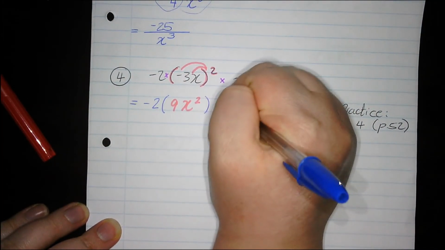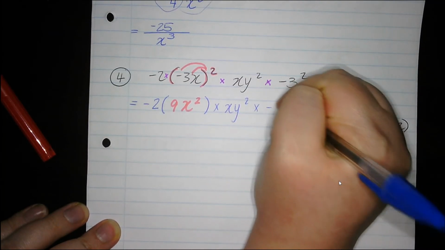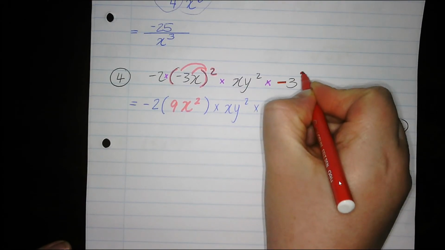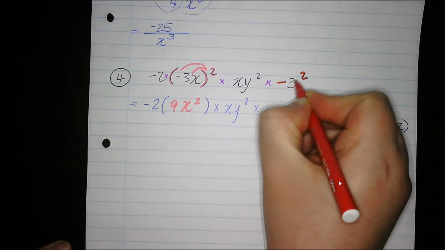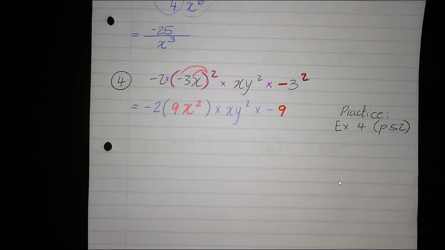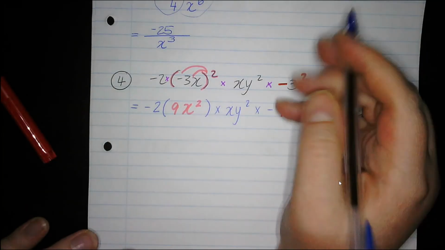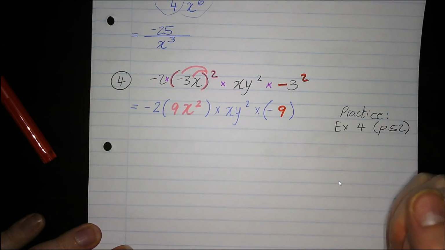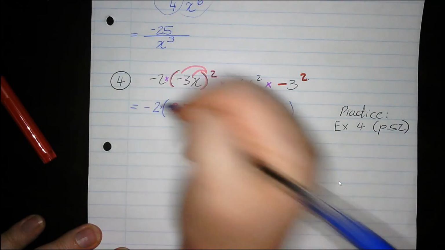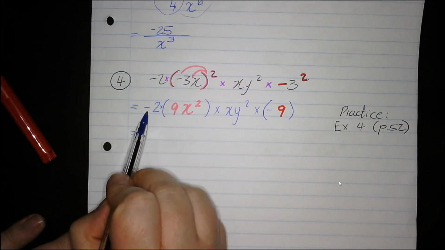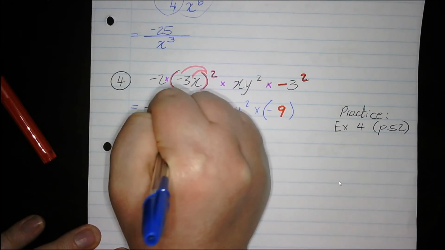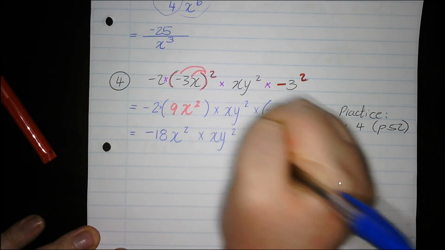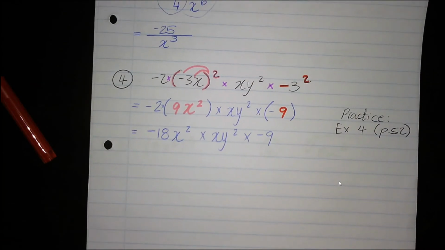Now we have multiplied by xy squared multiplied by negative, and you see over here that negative is not part of the square, but the 3 is. 3 squared is 9, so we're multiplying with negative 9. By the way, you are welcome to change the dots into a multiply if you prefer that. We have an invisible multiplier there. That's negative 2 times 9, that's negative 18, and the x squared comes along, times xy squared times negative 9.